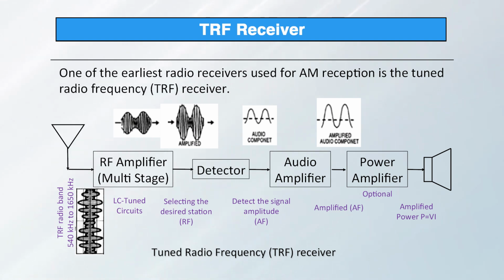The next component is the power amplifier. In some TRF receiver designs, especially those intended for driving a speaker directly, a power amplifier stage may be included. The function is to provide additional amplification to drive a speaker or other high impedance load, and to increase the power level of the audio signal to a level sufficient to produce audible sound.